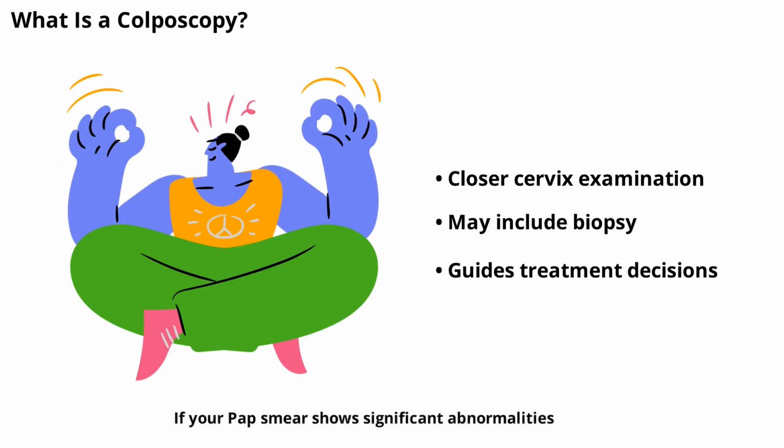If your pap smear shows significant abnormalities, your doctor may recommend a colposcopy. This is a procedure where the cervix is examined more closely using a special microscope. Sometimes, a small tissue sample biopsy is taken for further analysis. Colposcopy helps determine if treatment is needed.